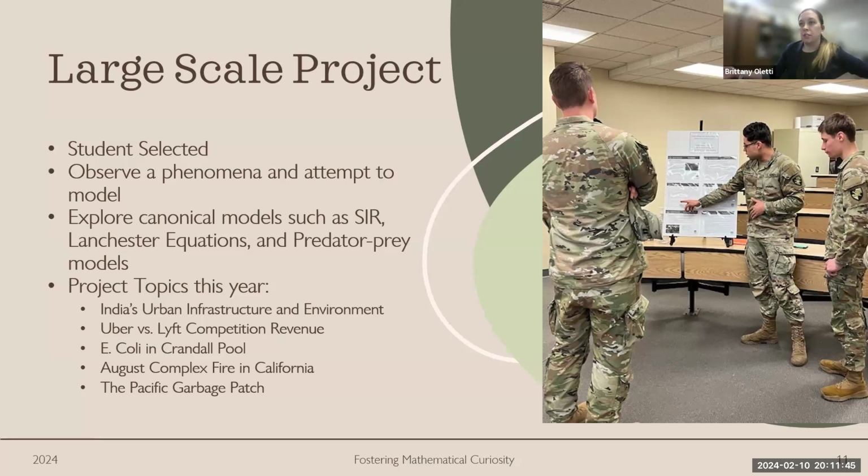Some of the interesting topics that we had this year were India's urban infrastructure and environment, which was kind of a predator-prey model. The Uber versus Lyft competition revenue. There was an E. coli outbreak in one of the pools where we live, and then modeling the August Complex fire that happened in California, and then a topic on the Pacific garbage patch in the ocean.